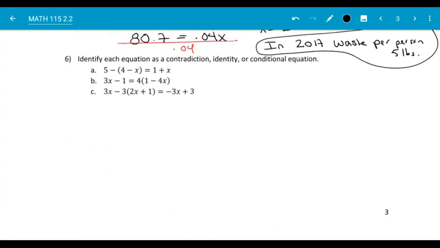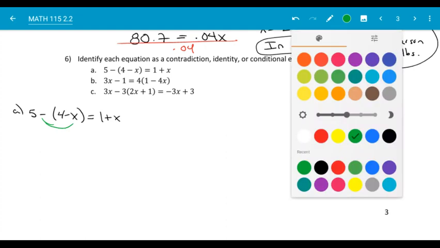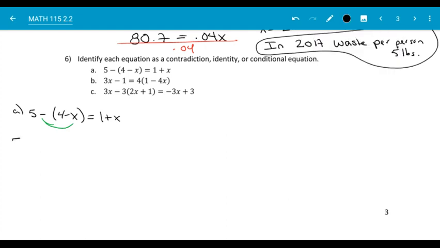For the next one, they ask us to identify each equation as a contradiction, an identity, or conditional. This is something we have to do the work to figure out what our answer is supposed to be here. So for part A, we start with 5 minus the quantity 4 minus x equals 1 plus x. So if we distribute, we get 5 minus 4 plus x equals 1 plus x. If we combine the like terms, 5 minus 4 is a 1, plus x equals 1 plus x.